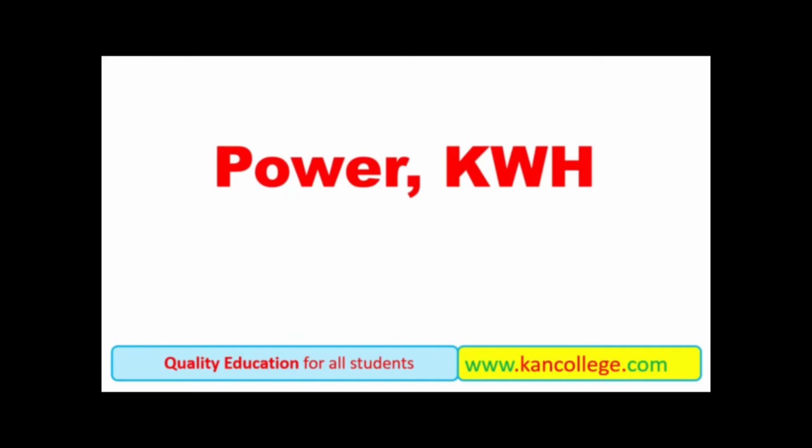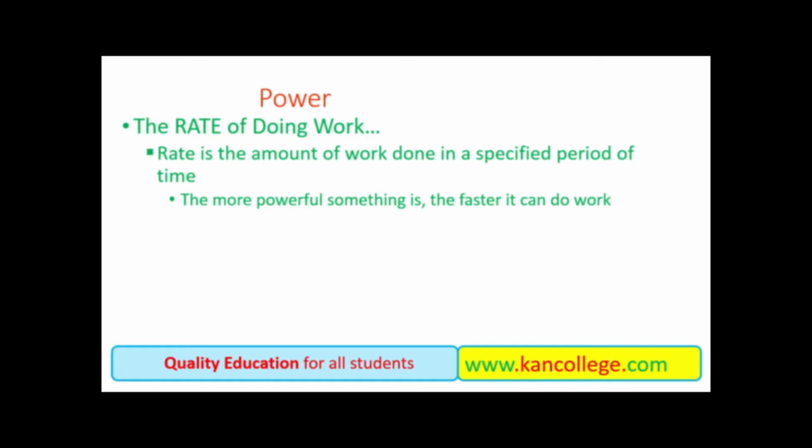Power, and what is kilowatt or power? The rate of doing work is called power. Rate means the amount of work done in a specific period of time. It means if the work done is 6 joules per second, then we say that the rate of doing work is 6 joules per second. The more powerful something is, the faster it can do work, or the rate of doing work is more.